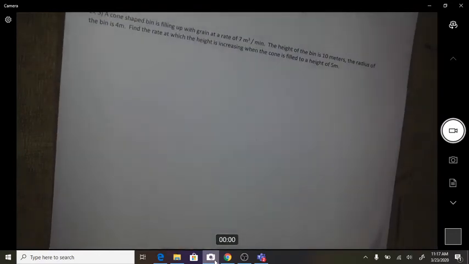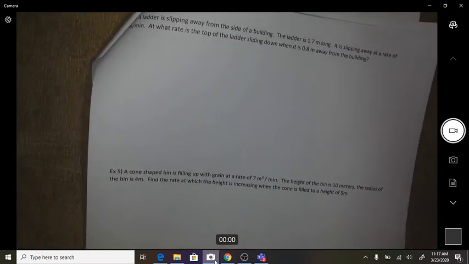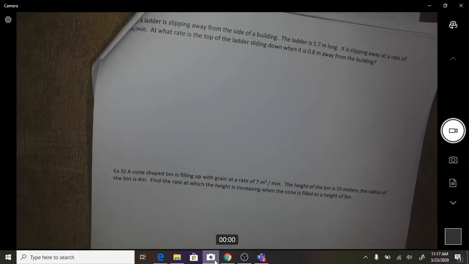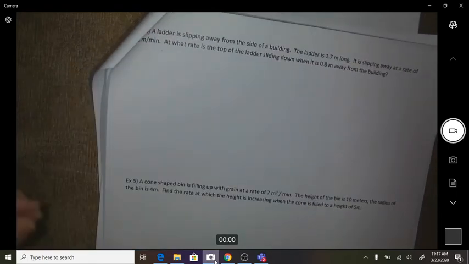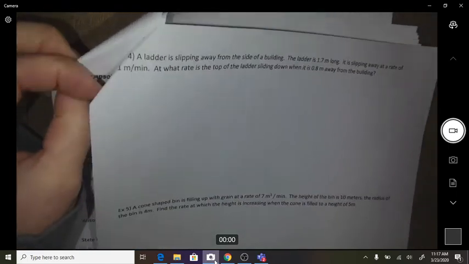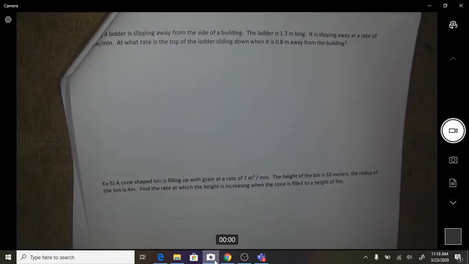Okay, next question. A ladder is slipping away from the side of a building. The ladder is 1.7 meters long. It's slipping away at a rate of, what does it say, 1 meter per minute. At what rate is the top of the ladder sliding down when it is exactly 0.8 meters away from the building?